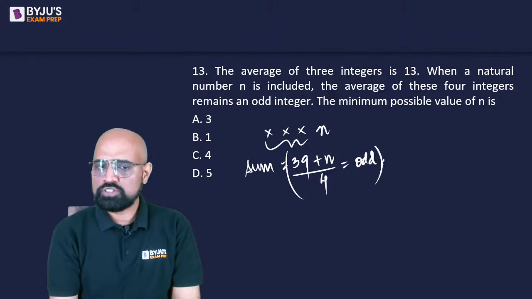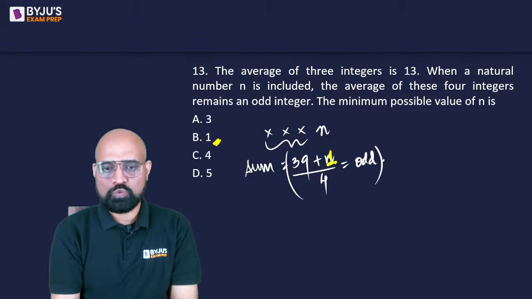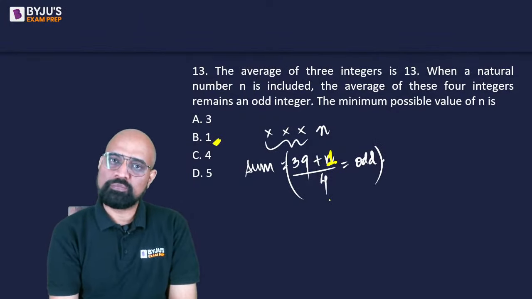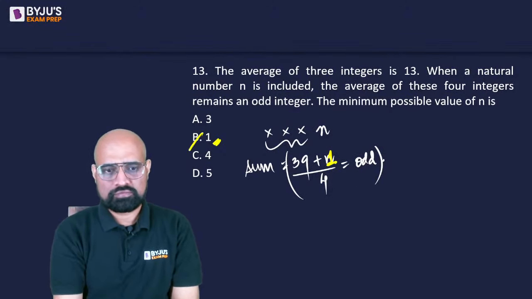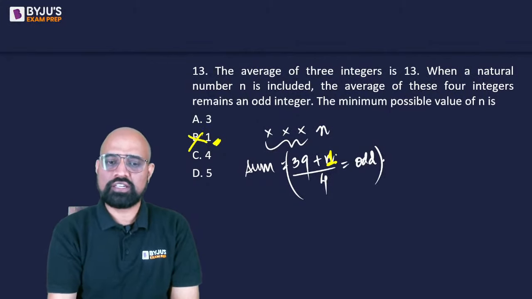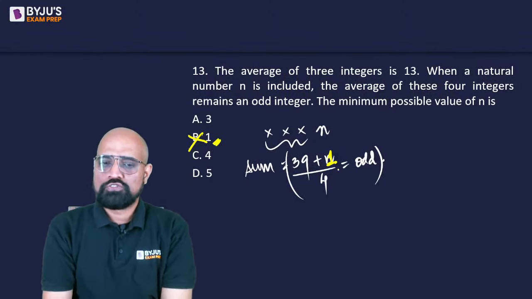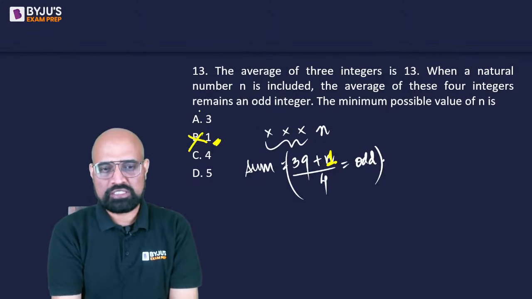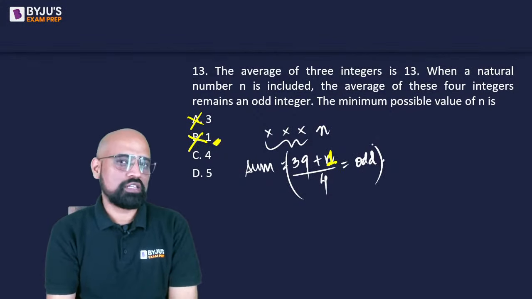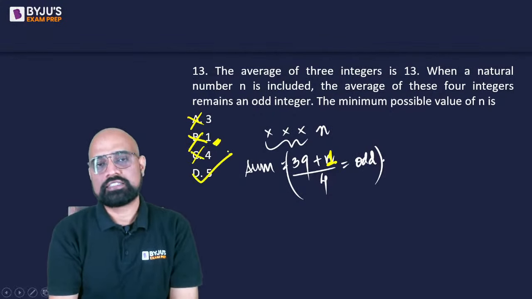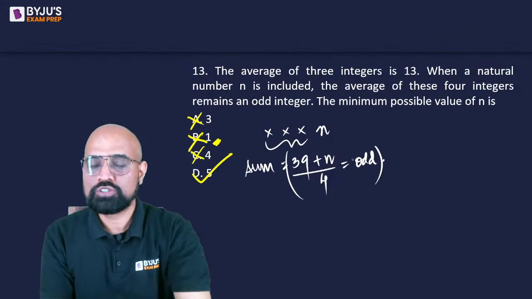So option से शुरू करो, right? Minimum possible value is 1. So if I put 1, 39 plus 1 divided by 4, that's not odd, that's 10. Okay, next number is 3. If I put 3 here, 39 plus 3 is 42. 42 by 4 is in decimal. 39 plus 4, 43 by 4. D is our answer. Right? So all we had to do was use options.